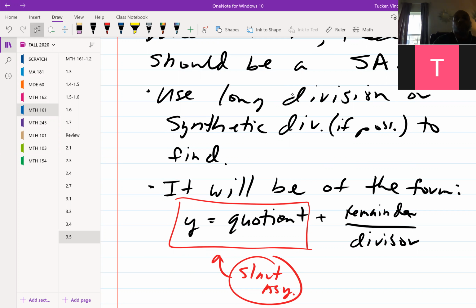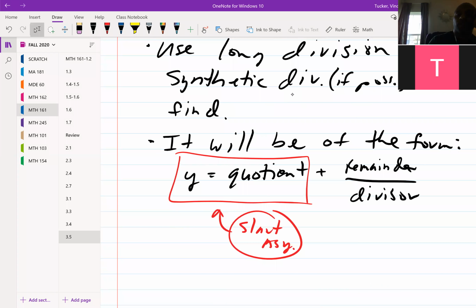Whenever you divide out, your answer takes on the form of your quotient plus your remainder over the divisor. So y equal to the quotient is going to be a slant asymptote. We won't need the remainder, but that first part will be a slant asymptote. So let's look at a good one.